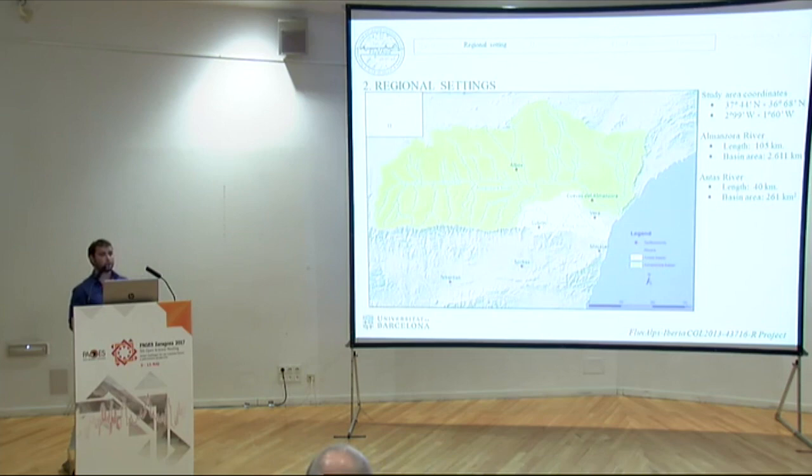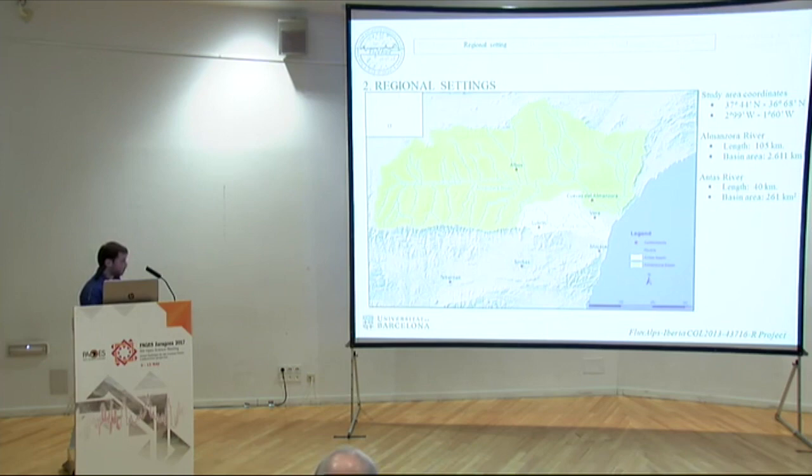We have two basins. The largest one is the Almanzora Basin. The main stream reaches more than 100 kilometers, and the basin area is more than 2,500 square kilometers. The maximum peak height is in Calar Alto, almost 2,000 meters. And the small one is the Antas catchment. It's only 40 kilometers, and the basin area is 261 square kilometers. We have to take into account that the annual precipitation in Cuevas is less than 300 millimeters.